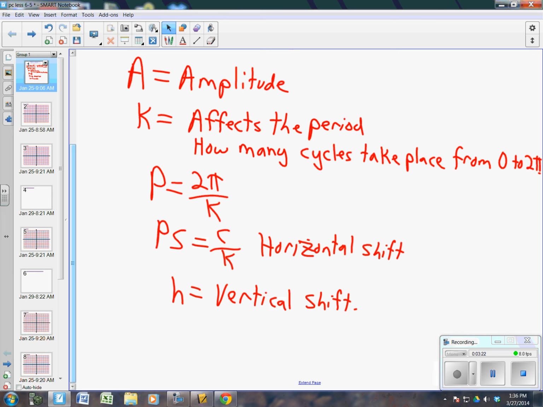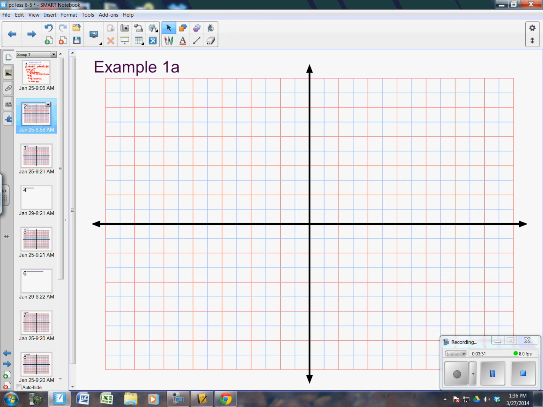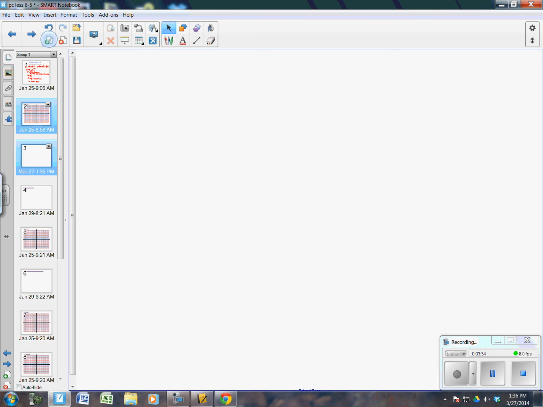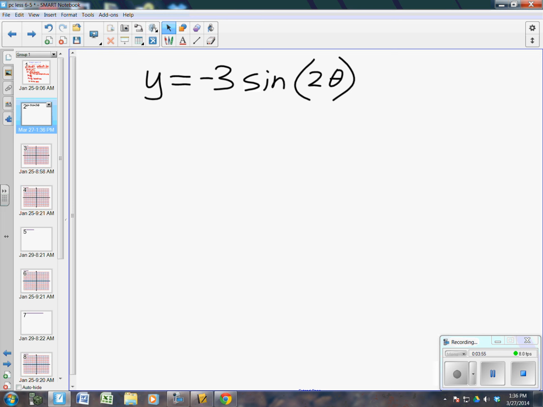Okay, so I want to start with, are we done writing that down? Okay, we are going to start right here. And let's say I give you y equals -3 sine of 2 theta. Remember, theta and x are the same thing. They're just the variable. They're the independent variable. Yeah, if you want to put an x in there, that's fine. So we want to graph this thing, but before we can do that, we need to know what the period is.